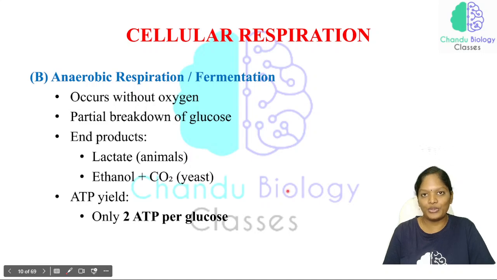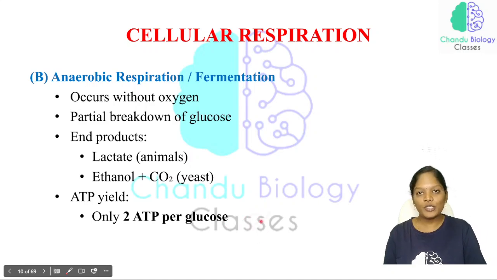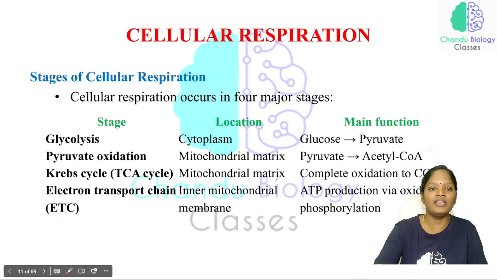glucose will be produced. See, in aerobic respiration, we have studied approximately 30 to 32 molecules of ATP will be produced per glucose. Just look at this. In anaerobic respiration, how many ATP will be produced per glucose? Only 2 ATP. So this is very important. So when compared to aerobic respiration, anaerobic respiration will produce a very small number of ATP per glucose. So this can be expected in our exam.